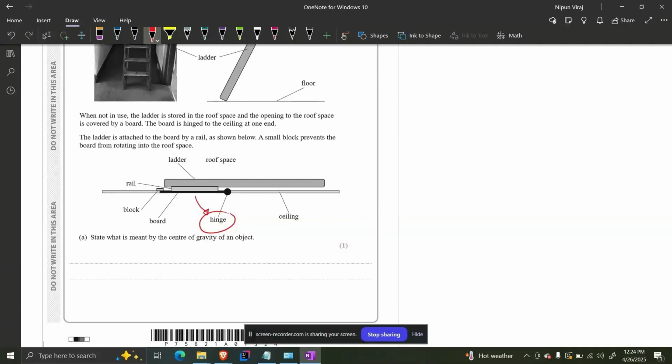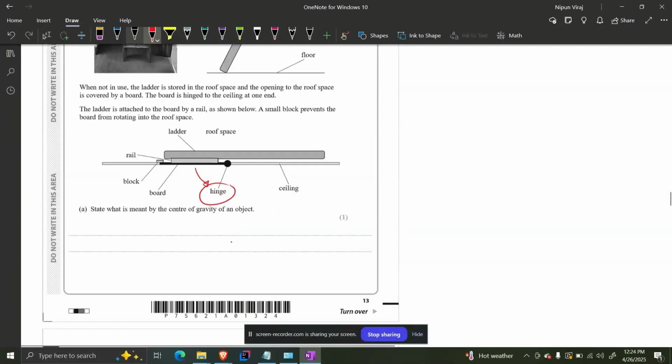State what is meant by center of gravity of an object. That is easy. The definitions you should know. We can say: the point through which the weight of an object is considered to act.